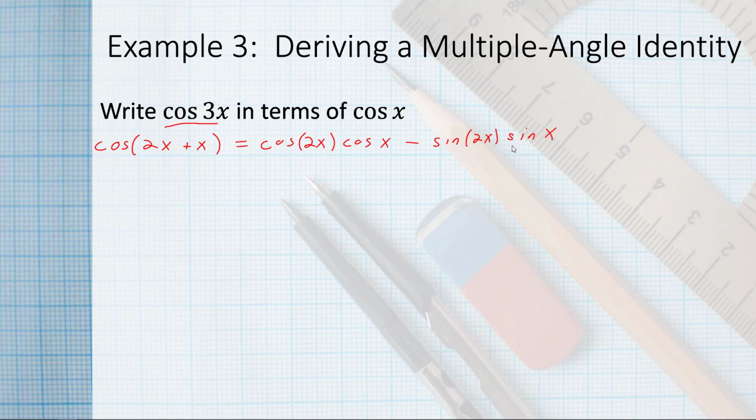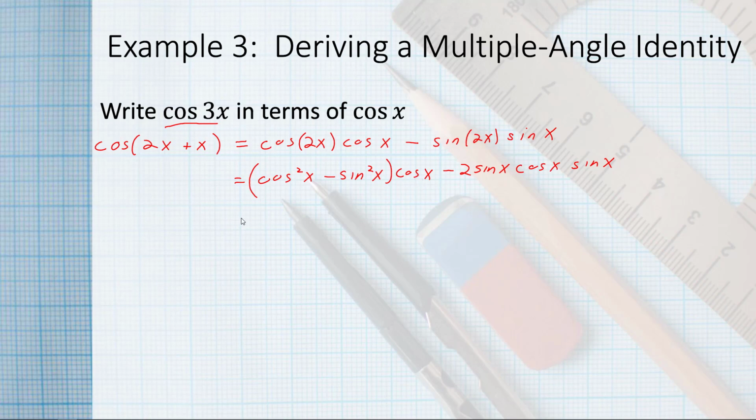And now we have double angle identities. For example, we can use our first double angle identity for this and rewrite this as cosine squared x minus sine squared x. And of course, all of this will be multiplied by cosine of x. And here we can use the double angle identity for sine, which will give us 2 sine of x cosine of x, which of course will be multiplied by sine of x. Okay, it looks a little messy, but maybe we can clean this sucker up.